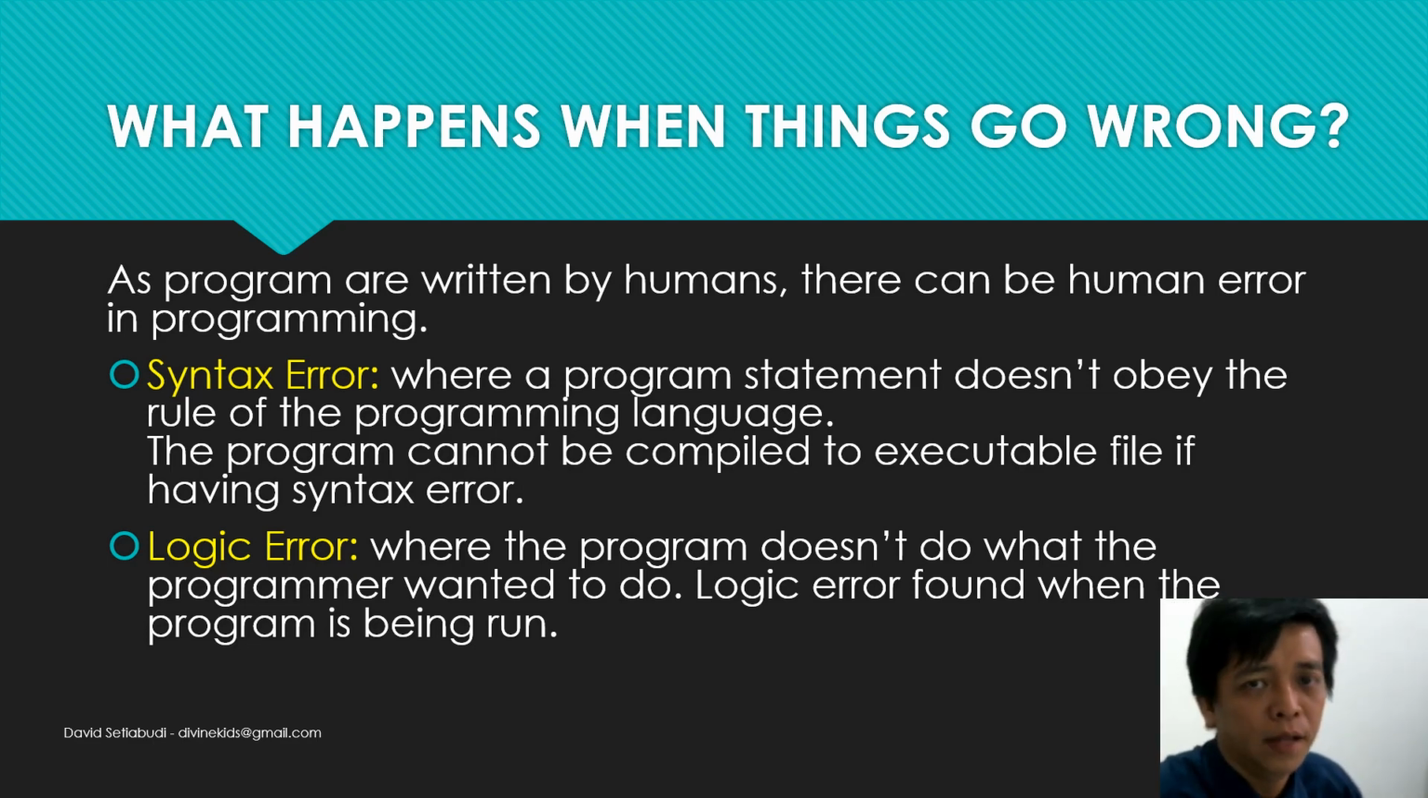The second one is logic error. With a logic error, the program still can run. But when the program doesn't do what the programmer wanted it to do, the logic error is found when the program is being run. Example of a logic error: your mark should be minimum 0 and maximum 100, but it shows that your mark is 105. The program still shows it, and it doesn't have any error.